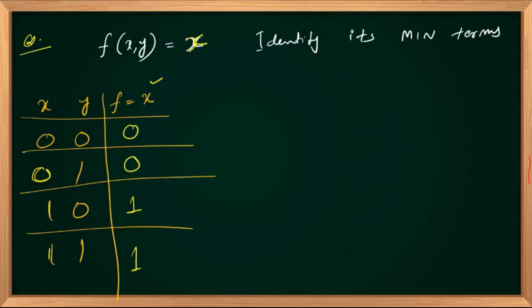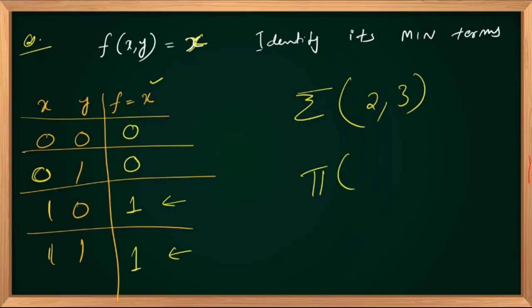So what are the min terms? Min terms correspond to sigma, that will return a logic 1 for the function. Min terms are 2 comma 3. What are the max terms? Those terms which return a logic 0 for the function. They are 0, 0 and 0, 1. Decimal equivalent of 0, 0 is 0, so max term 0, and 0, 1 implies 1, max term 1.